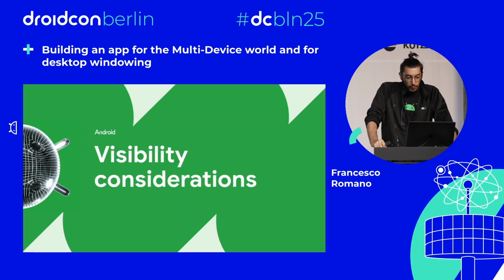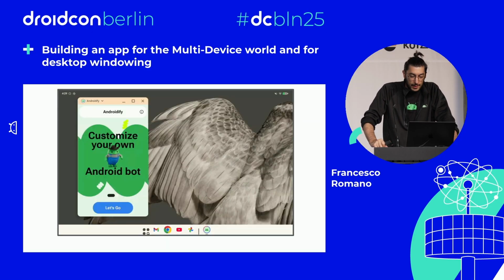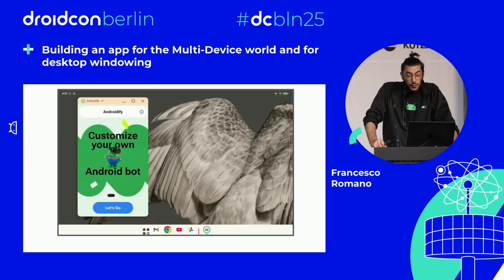Good. Now, some visibility considerations. It's easy to check if a component is visible or not when your app is the only one using the whole screen on a phone. But what about desktop windowing? So I want to explore this topic using your favorite app, Androidify. Yes, Androidify does run on desktop windowing, and it's actually optimized for that.